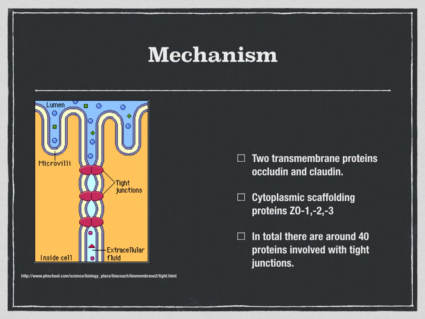And then another important protein is the ZO protein. It is a peripheral protein that binds the strands to the cytoskeleton.